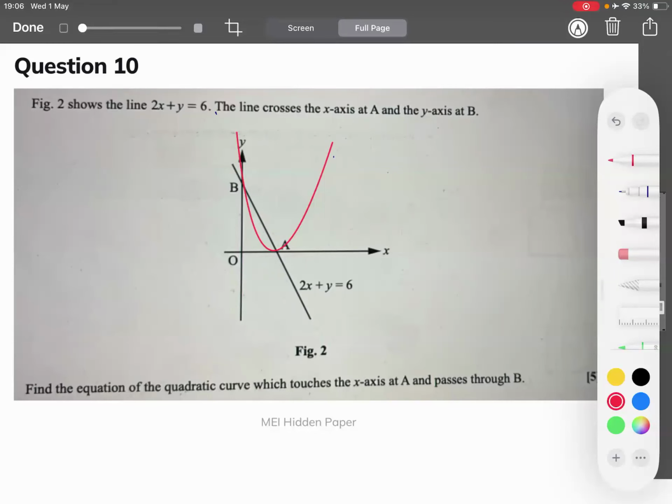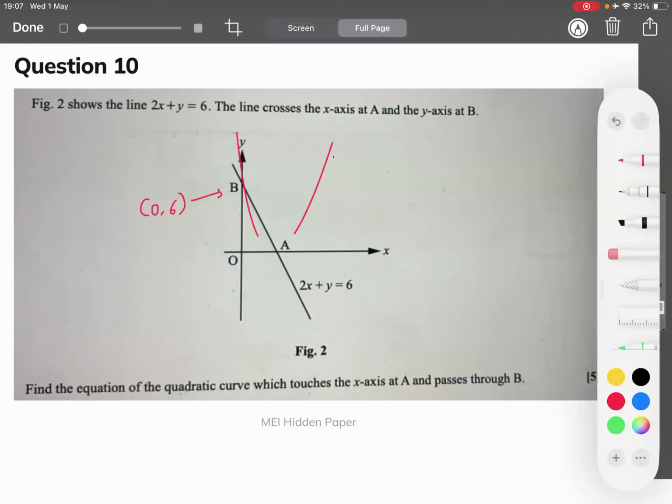So step one would be to work out A and B. So I'll start with B. B is the point when x equals 0. So if I make x equals 0 in the straight line equation, I get 0 plus y equals 6. So therefore, B is 0, 6. Likewise, if B is my y-intercept, what is A? A is the x-intercept. So I make y equal to 0 to solve it. So I take this equation and I get 2x plus 0 equals 6. So x equals 3. So A is my point 3, 0.